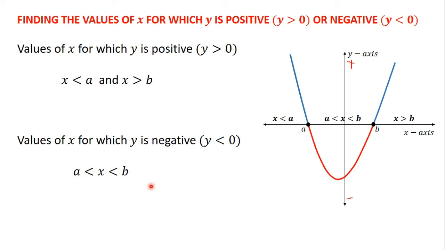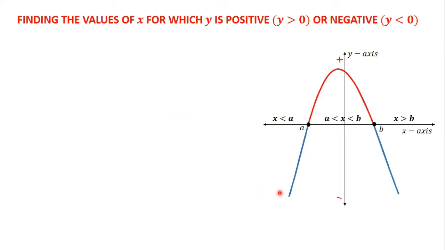What if the graph of the quadratic function has an n shape? How do you find the values of x for which y is positive and the values of x for which y is negative? Let's learn how to do that. If the graph of the quadratic function has an n shape like this one, you will see that the top part of the curve, which I've indicated with red, falls on the positive side of the y-axis, and the bottom part of the curve, which I've indicated with blue, falls on the negative side of the y-axis.